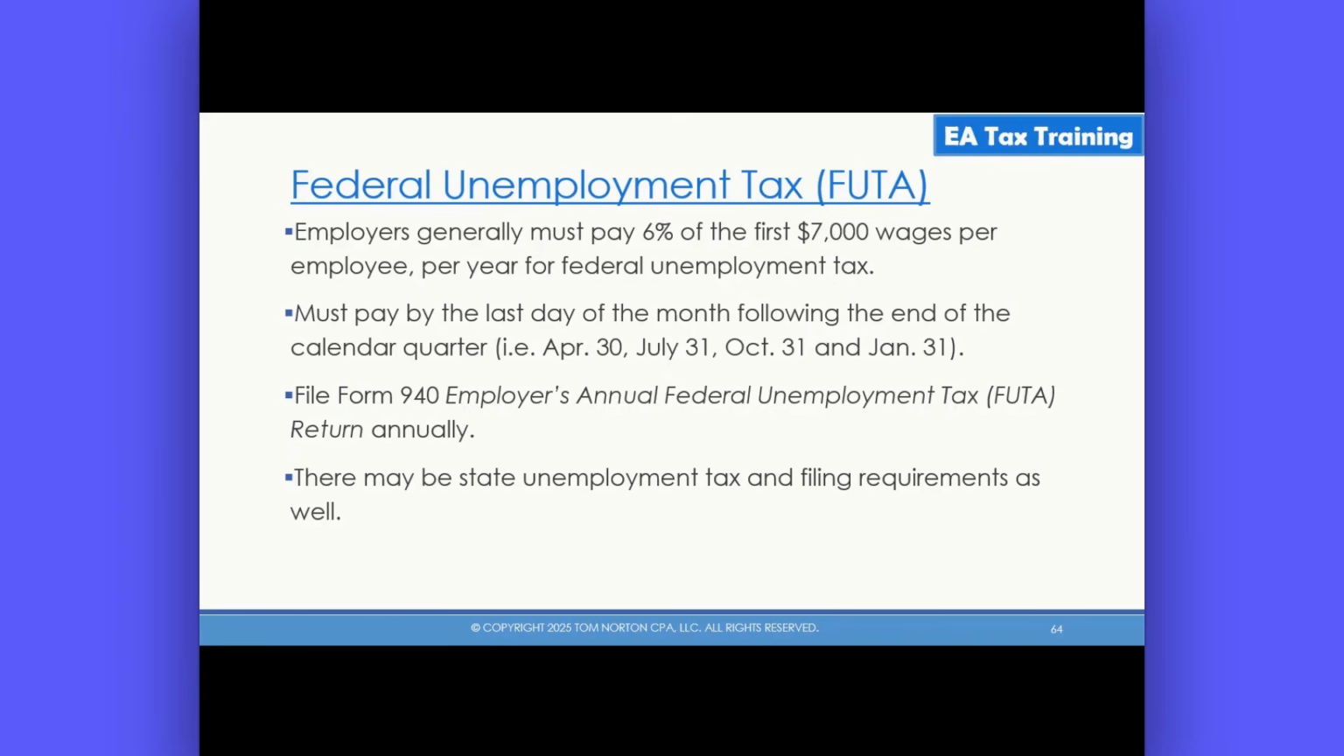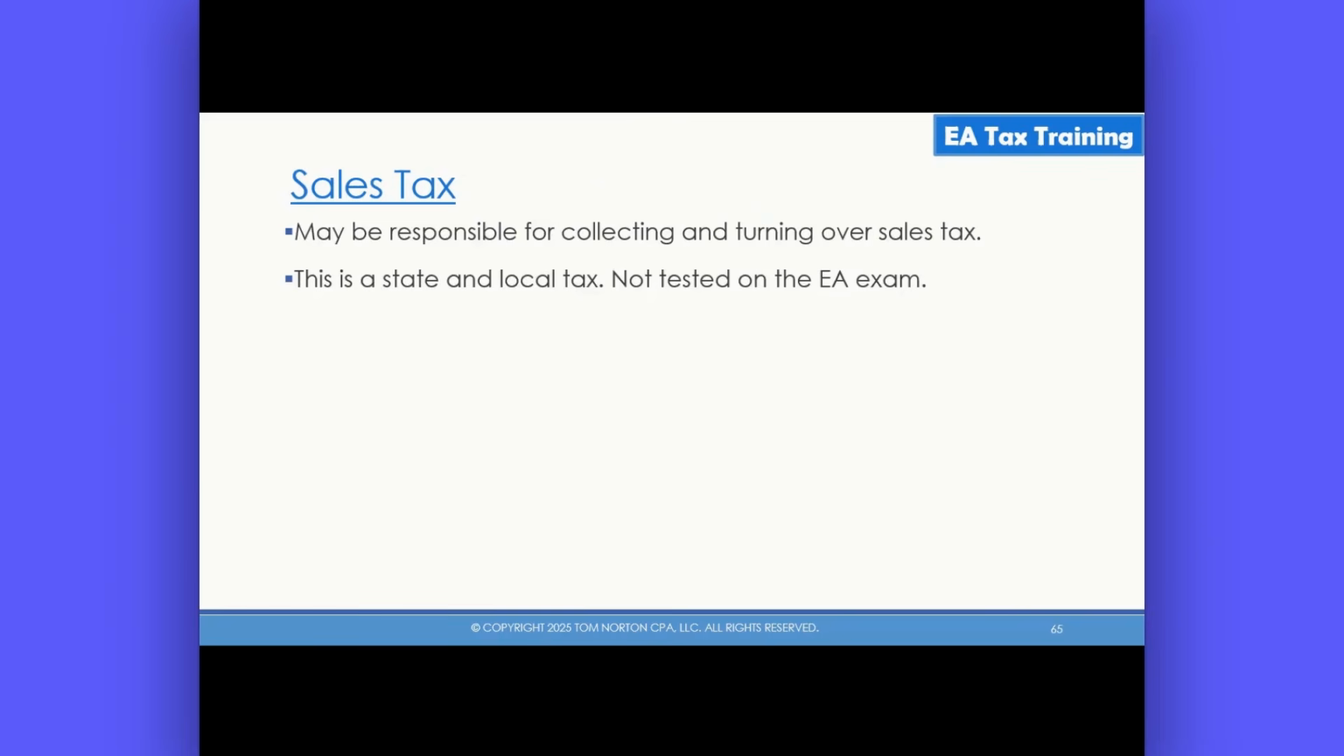So you have to pay in every quarter, but you only have to report it once per year on the 940. And then also, you don't want to forget that there may be state unemployment tax and filing requirements as well. Sales tax, not a federal tax, not going to be tested on the EA exam, but I don't want you to forget about it. The business may be responsible for collecting and turning over sales tax, and it will either be to their state or their county or their city, depending on where you are in the country.